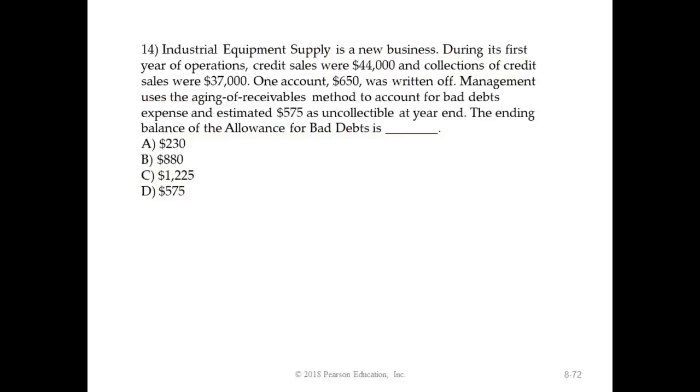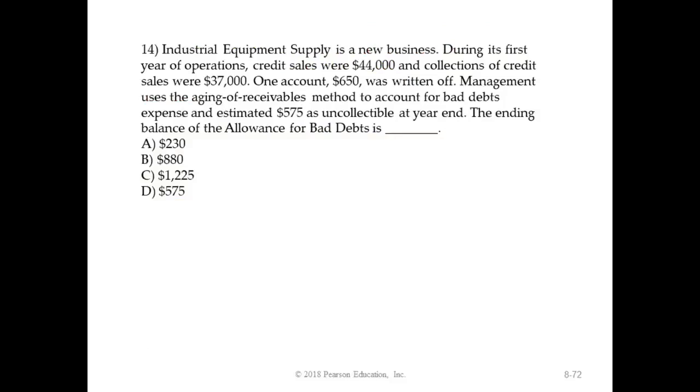So in number 14, what we've got going on here is Industrial Equipment Supply is a new business. During the first year of operations, credit sales were $44,000, and collections of credit sales were $37,000. One account was written off of $650, and management uses the aging of receivables method to account for bad debt expense and estimates $575 is uncollectible at the year end.